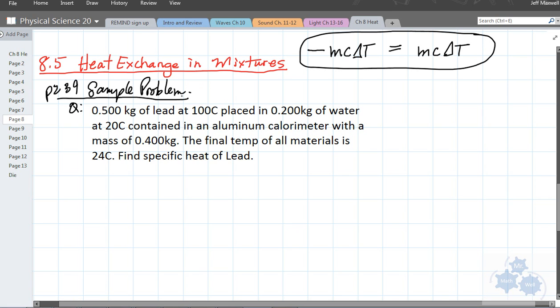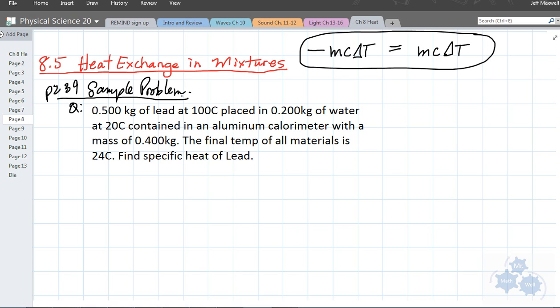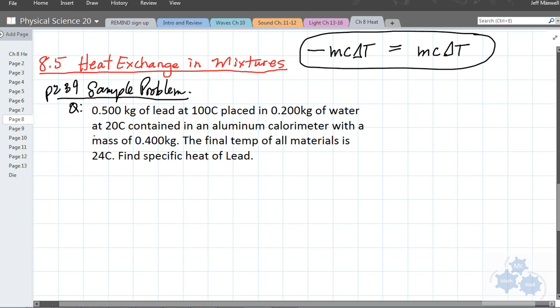Here's a sample problem that you will have to work with and know how to do in this section. I just summarize it here; it reads like this. A 0.5 kilogram sample of lead is at 100 degrees Celsius, and it's placed in 0.2 kilograms of water at 20 degrees Celsius. This is also contained in an aluminum calorimeter with a mass of 0.4 kilograms. The final temperature of all materials is 24 degrees. Find the specific heat of lead.